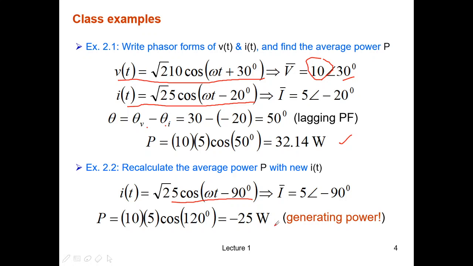Okay, so what's the meaning when we have a negative power? Remember, on slide 2, we assume that we are looking at a load. So when the load consumes negative power, it means it's not a real load. It's actually generating power.